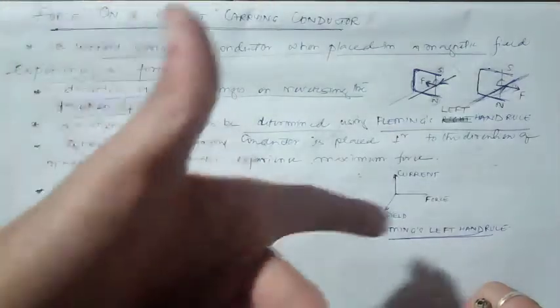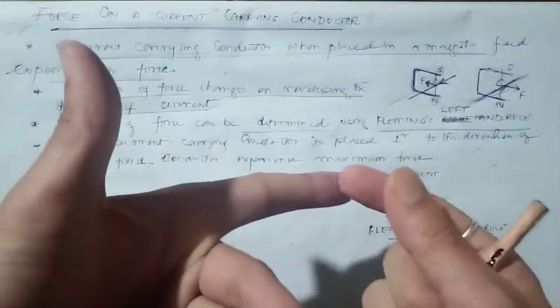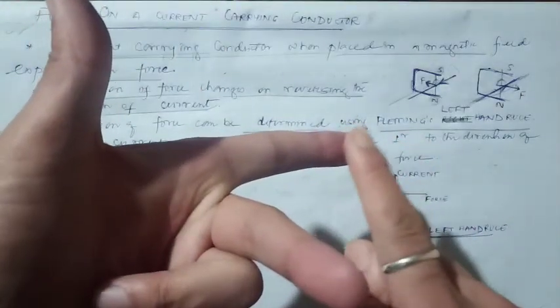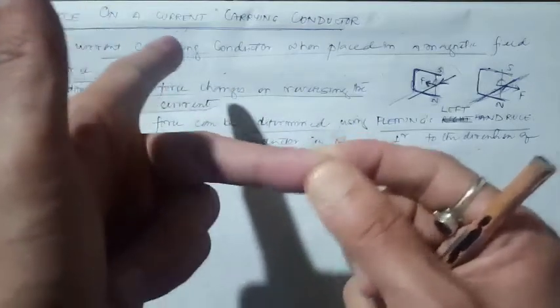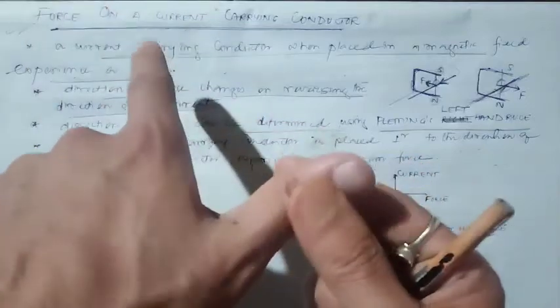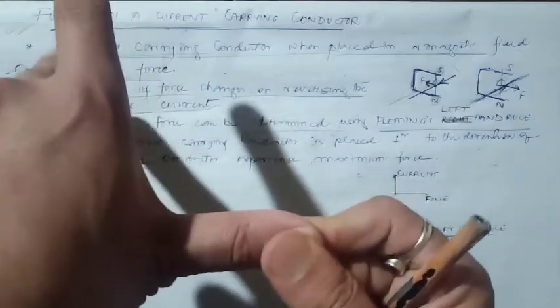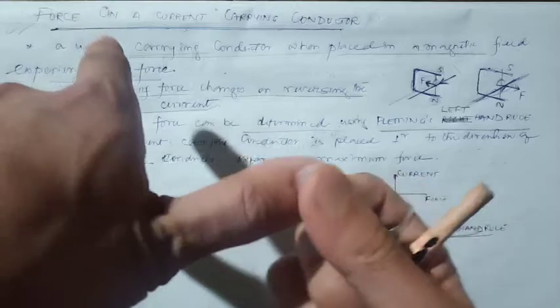Now you have to adjust these three fingers in such a way that this finger indicates the field, magnetic field. This finger, the central finger, indicates the current. And this finger, the thumb, represents the thrust. So student, you can remember like this.